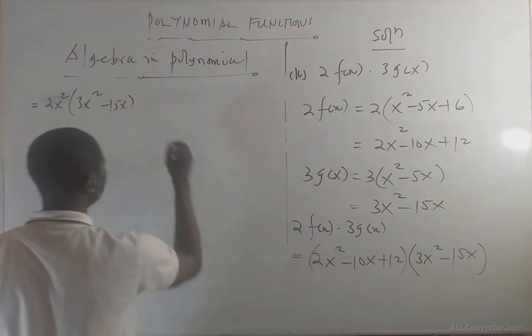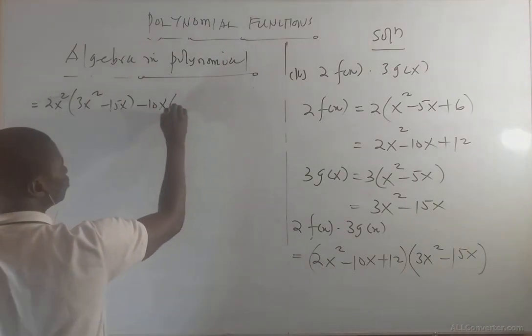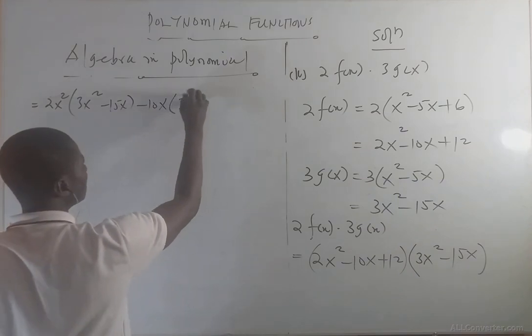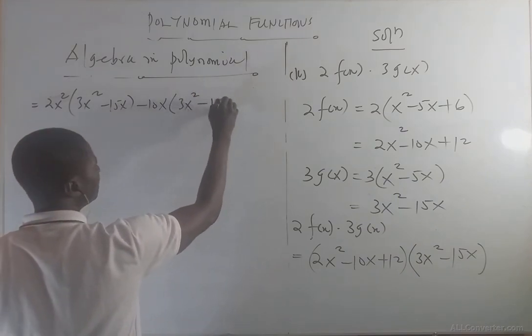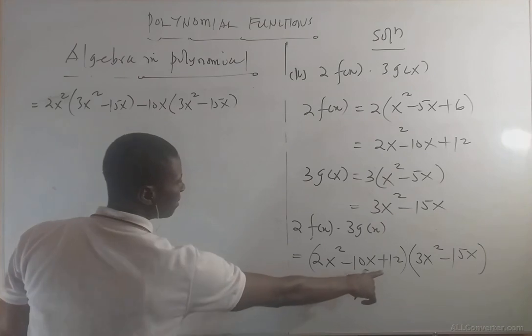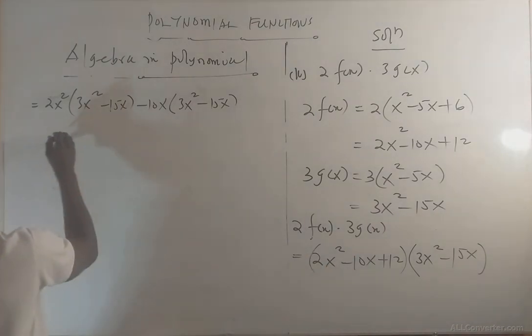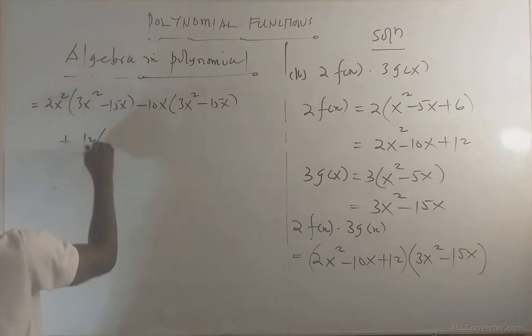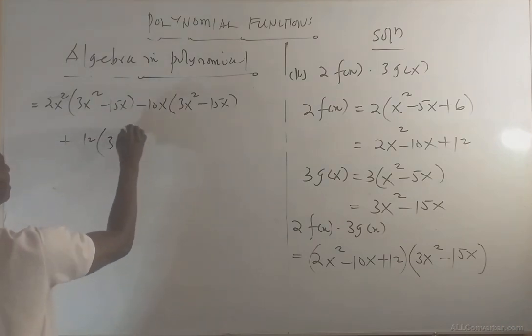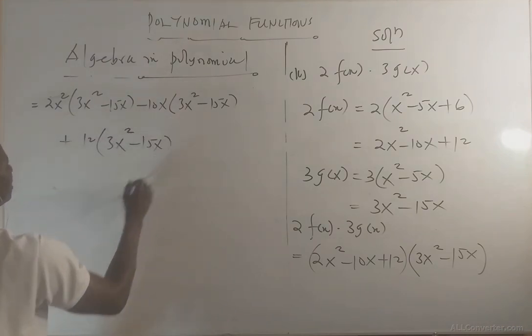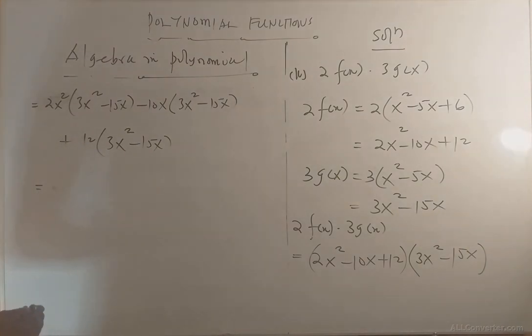Then the next term is minus 10x. So minus 10x will also multiply the second bracket, that is 3x squared minus 15x. Then plus 12 will also multiply the second bracket, that is 3x squared minus 15x. Okay, so we simplify now.